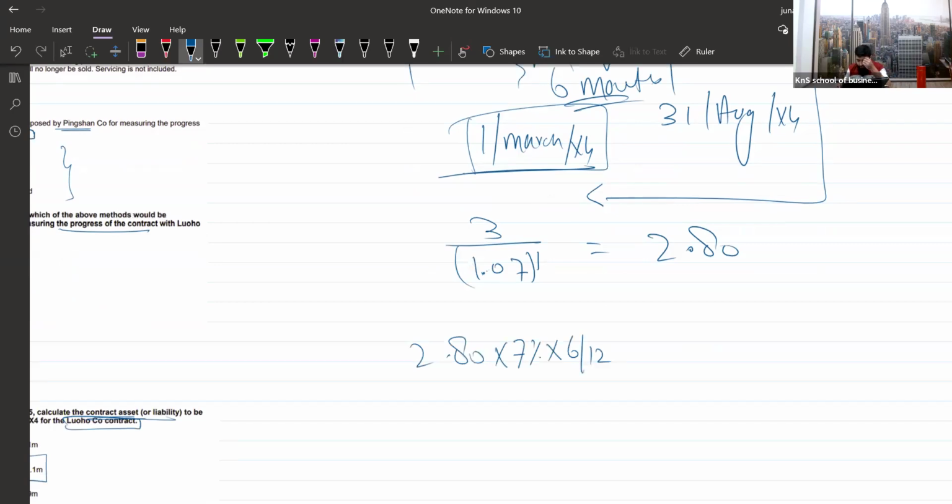Can anyone please calculate the value of it? And this will be recognized as finance income. 0.098. Can anyone please add up both the values? 2.8 plus 0.098, that is 2.89, I guess.